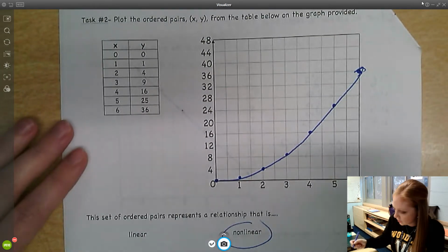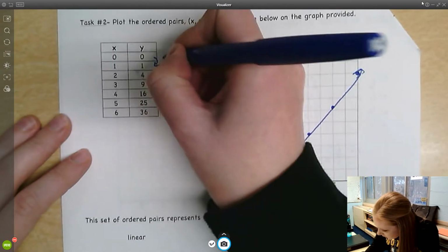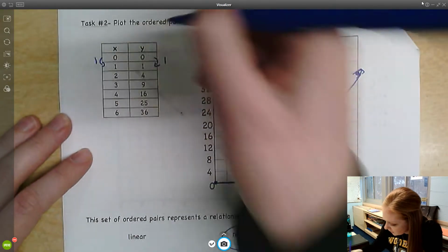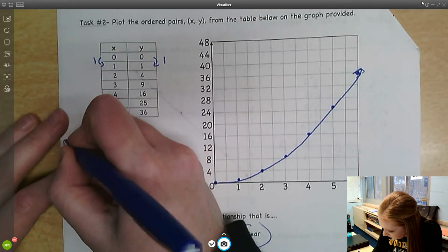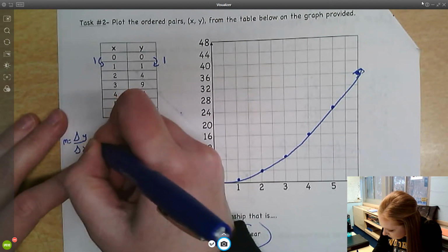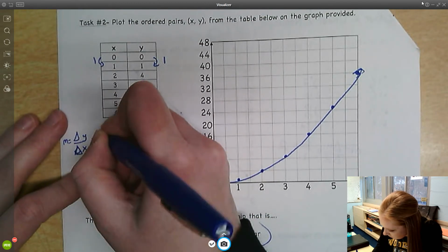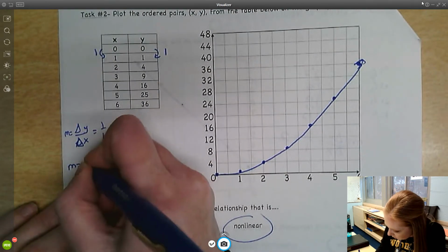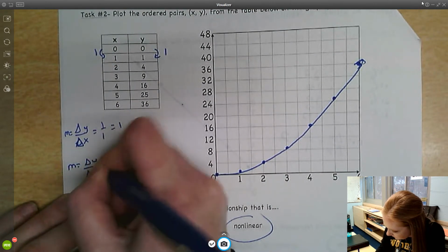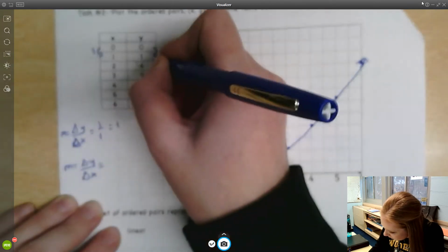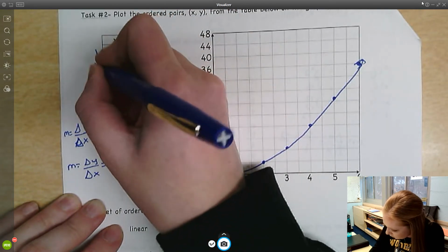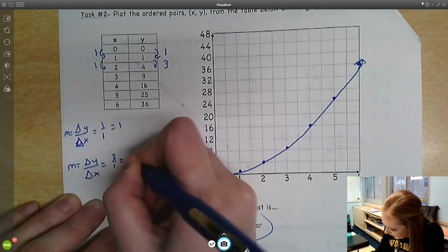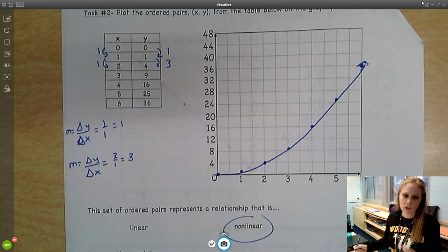Let's prove that the rate of change is not constant. Here our change in y is 1 and our change in x is 1, so that would be 1 over 1. And then if we find it below that, our change in y is 3 over 1. So we can actually stop there, because we see right away we just found a reason why the rate of change is not constant. The slope is changing throughout the graph.